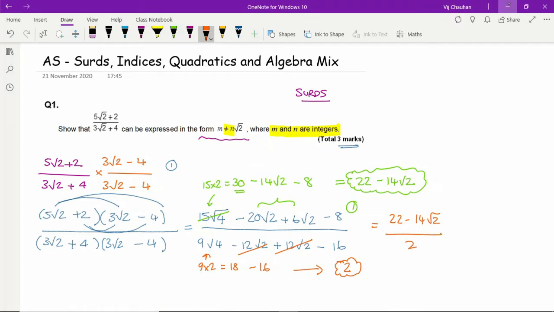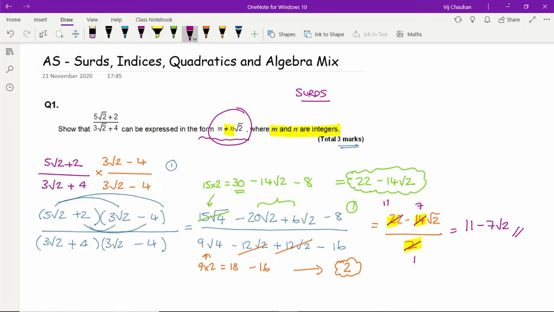If I then write down what that equals, I've got 22 minus 14 root 2 over 2. Now the key thing I need to note is the fact that these are all multiples of 2. So I can cancel each of those down and divide by 2. So that becomes a 1, that becomes 11, and that becomes 7, giving me a final answer of 11 minus 7 root 2. That now is in this form.